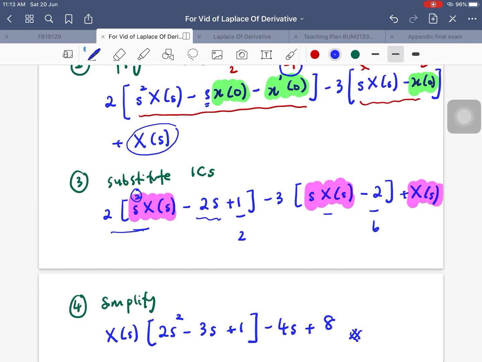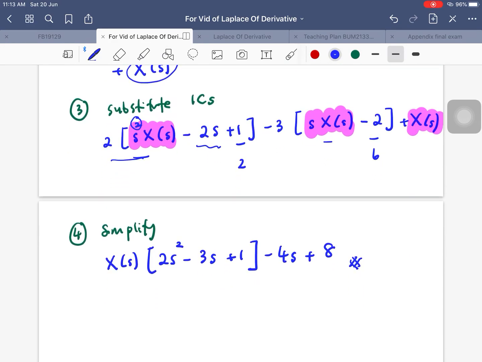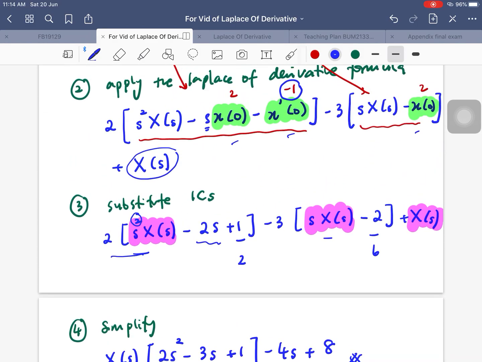And after you're done Laplace transforming, you already applied the formula for the derivative. You substitute the initial conditions, so get rid of all the terms with the 0 at the back. You substitute the values given in the equation. And then after you're done with that, you're going to simplify, factorize the terms with all the X of s, and then collect the rest of the terms and simplify them. Right, so that is all for the Laplace of derivative.